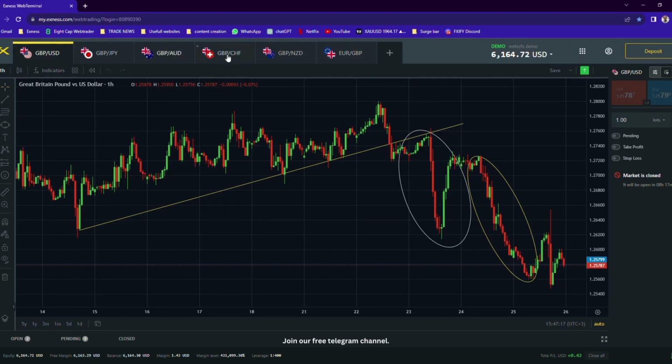So with the pairs where GBP is the base, they have a positive correlation, which means when GBP goes down, GBP USD, GBP JPY will also go down in the same trend as well, and all the other pairs that have GBP as the base. And if GBP is going down, any pair that has GBP as the quote currency will go up, because it means GBP in that pair will be weaker.